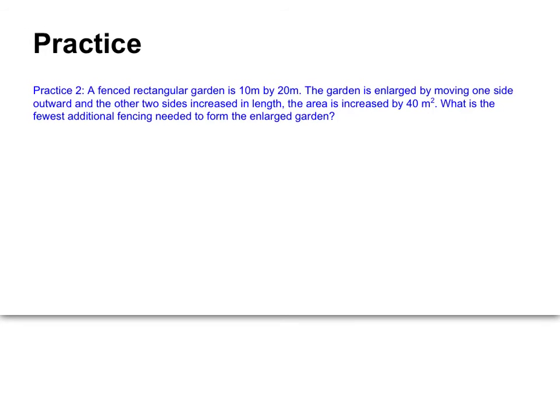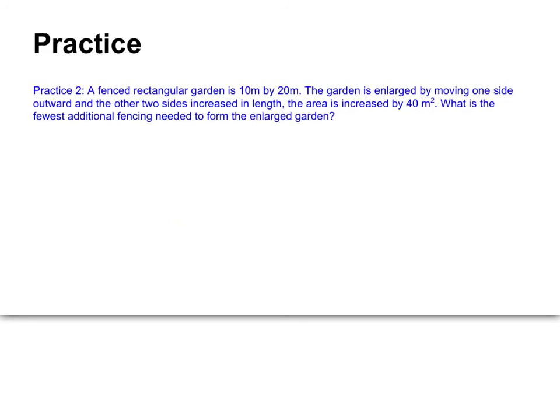Here's another practice problem. A fenced rectangular garden is 10 meters by 20 meters. The garden is enlarged by moving one side outward and the other 2 sides increased in length. The area is increased by 40 square meters. What is the fewest additional fencing needed to form the enlarged garden? Now pause the video and try it out. When you are ready, resume it.